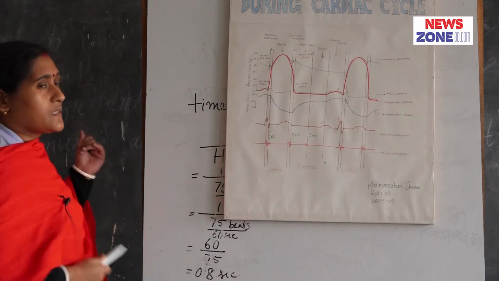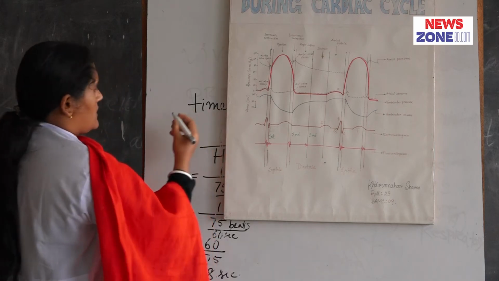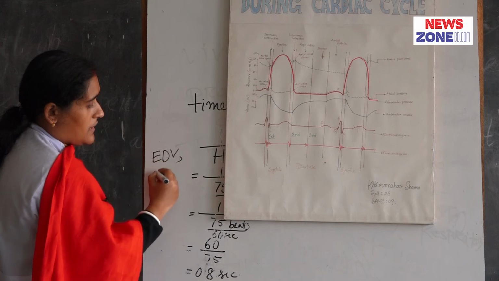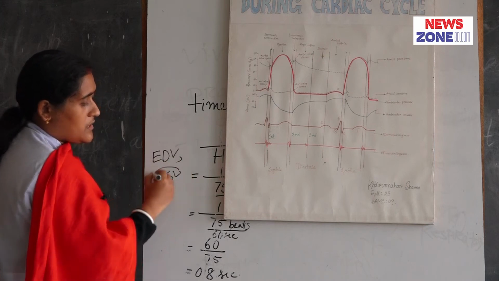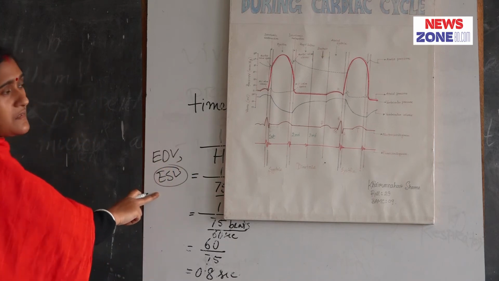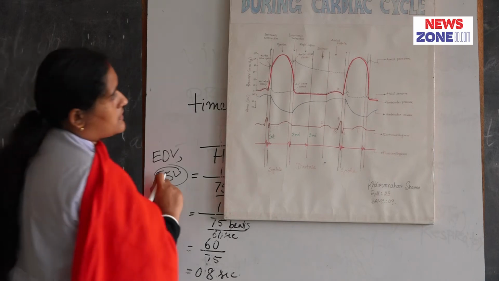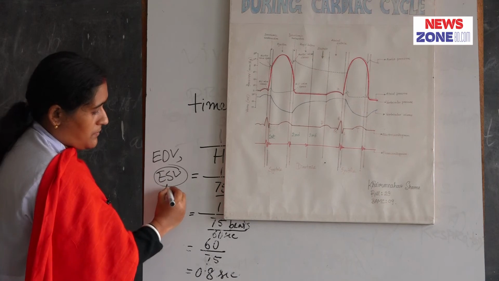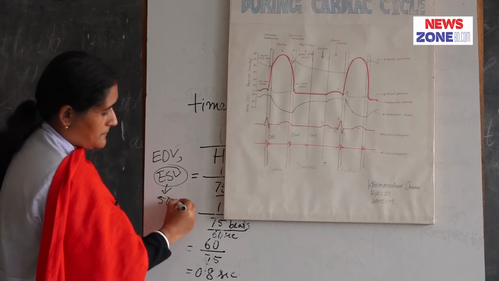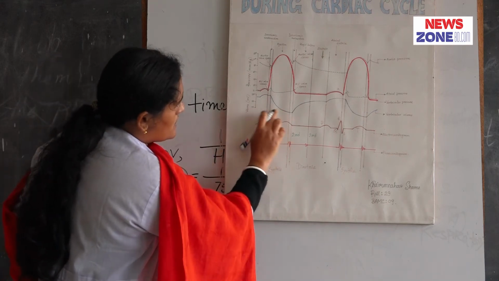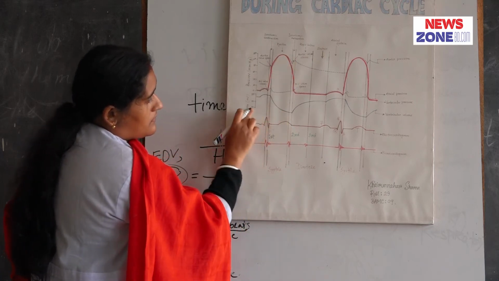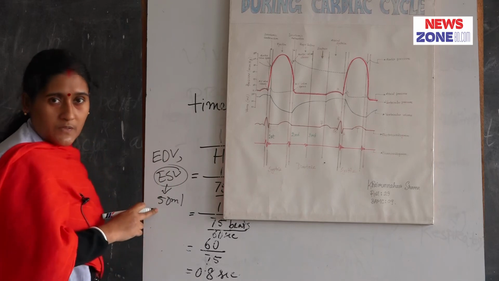So in the exam, the question that comes is: what is end diastolic volume and what is end systolic volume? End systolic volume means the volume of blood that remains in the ventricle at the end of the ventricular systole, and the amount of end systolic volume is 50 ml.